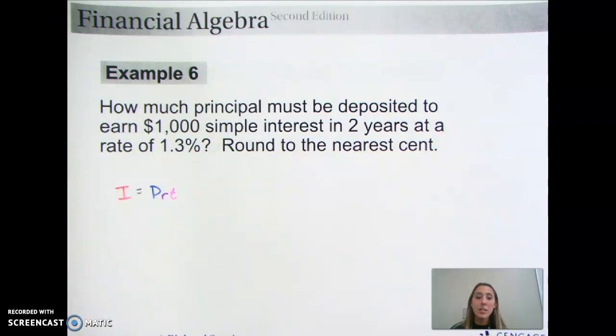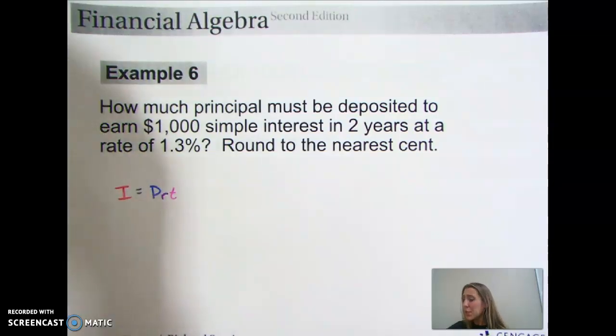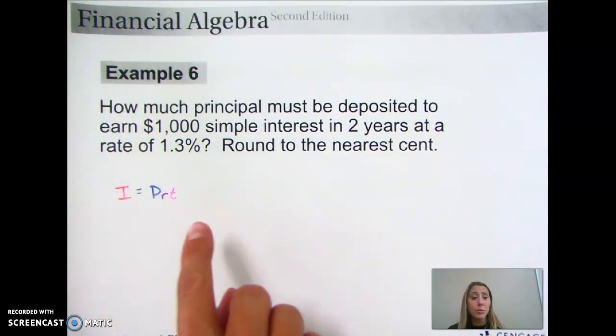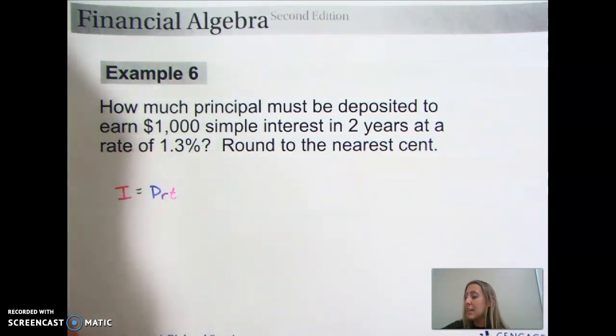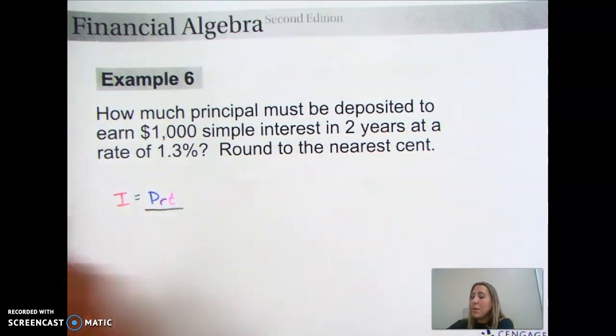So the first thing we want to do is isolate. We're going to do something that we might have done in Algebra 1 or Algebra 2, but it's called a literal equation. We're going to make it so that we're finding the principal. This is all multiplication, so to get that P, the principal, by itself, I'm going to divide by RT.